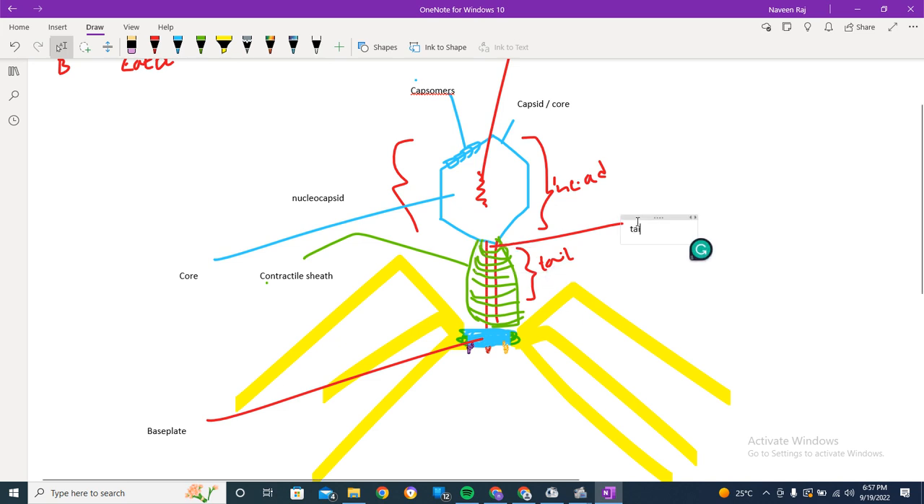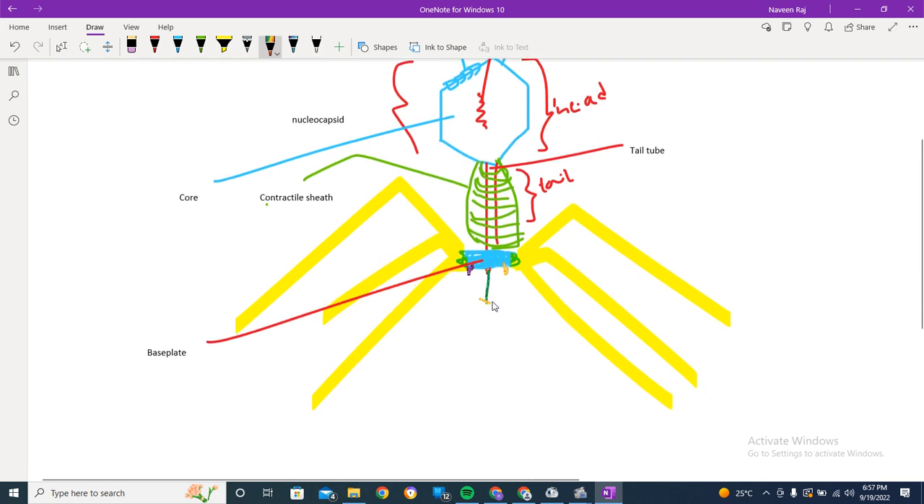This is the tail tube, and this is the base plate, and these are tail spikes. These spikes help in penetration. All these parts have their own importance. Here in the yellow color, we have tail fibers, which are mostly six in number, and they help in attachment. Don't get confused, just look into the basic structure.